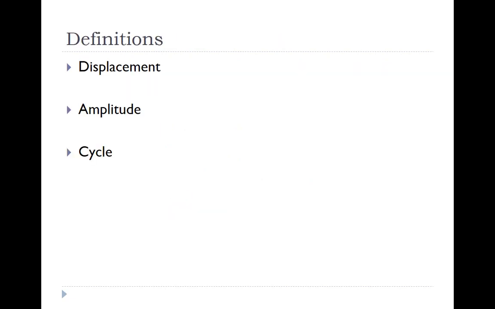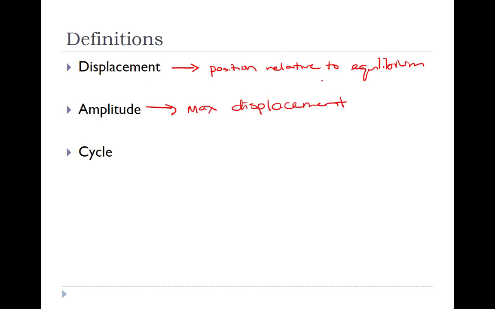For this, we need a couple of definitions. Displacement we've seen before, but for simple harmonic motion, this is the position relative to equilibrium always. Okay. Amplitude is the maximum displacement for an oscillating object, and a cycle is one complete oscillation.